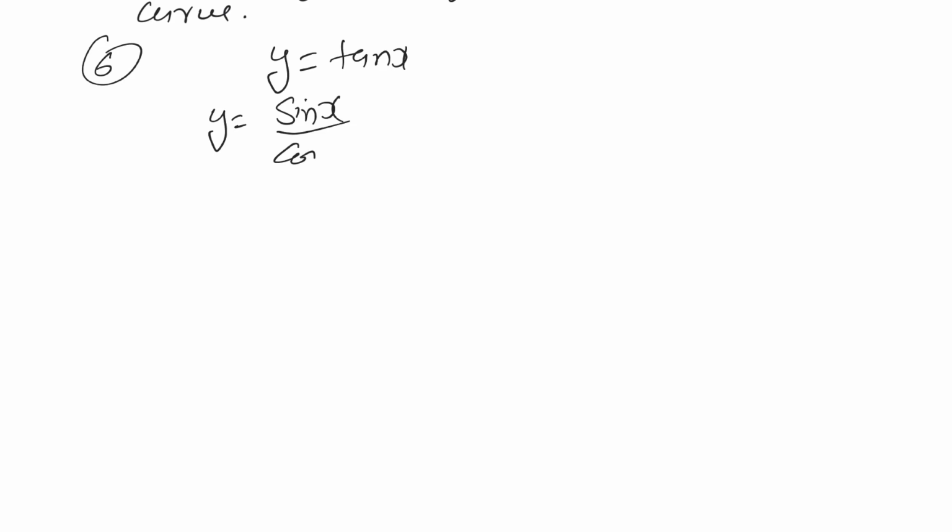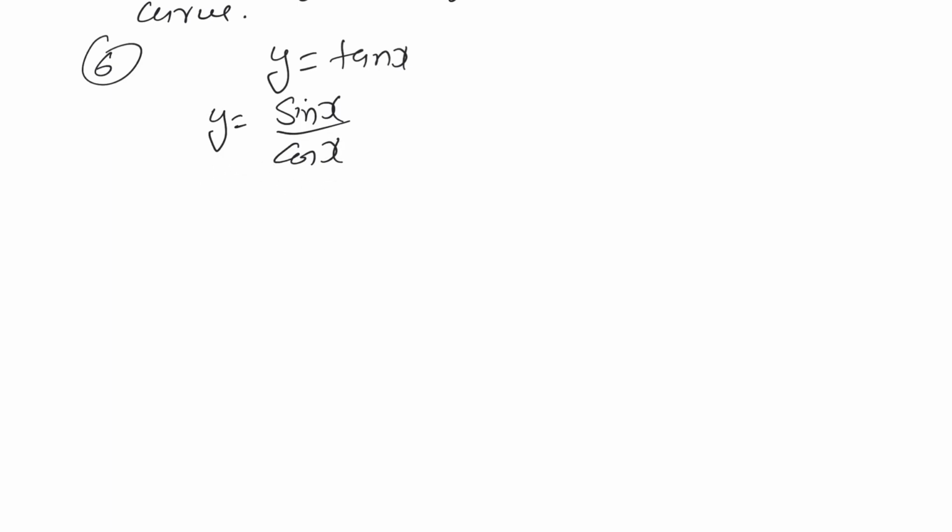Now next we take, find the asymptote of y is equal to tan x. We know y is equal to tan x can be written as y is equal to sin x by cos x. Now see, sin x is always between minus 1 and 1. It can never become infinity. So the possibility for this y becoming infinity is only through cos x, which is in the denominator. If cos x will become 0, this will become infinity.